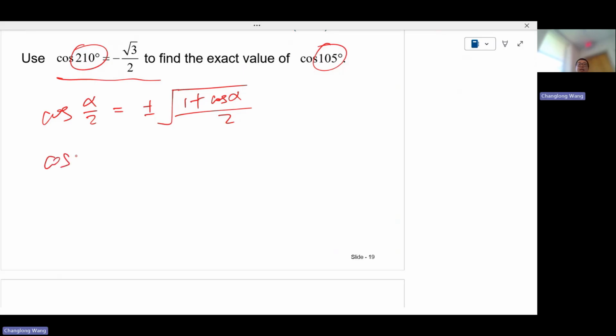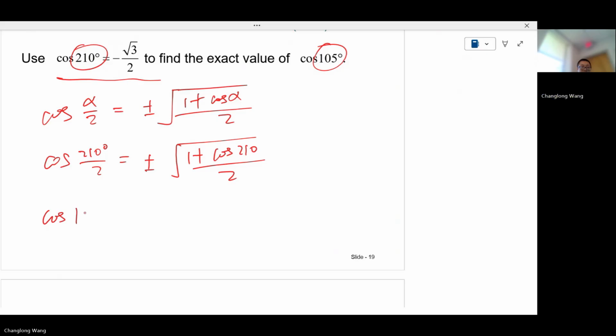Right. So, or at least that is probably too obvious, but hopefully, no. Okay. My bad. All right. So half of 210, right? Let's take alpha to be 210. It will be plus or minus square root of (1 plus cosine 210) over 2. Then you realize, 210 over 2 is 105, right? So this is nothing but cosine 105.